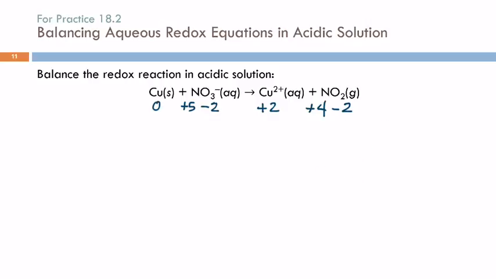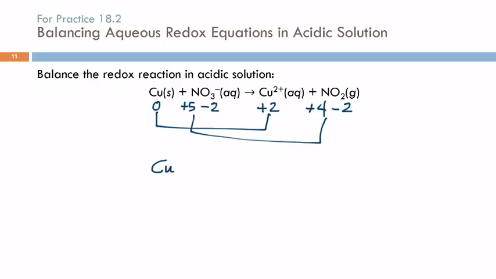So we should be able to look at this and say, well, what's being reduced? Which thing has its oxidation state going from a higher number to a lower number? Nitrogen. And what's being oxidized? Copper. It's going from 0 to +2. So I'm going to follow copper, and they're going to be together in 1/2 reaction. And the nitrogen is going to be in the other half reaction.